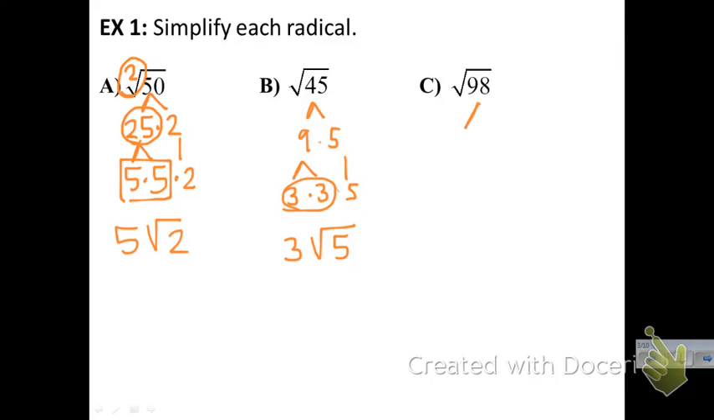Okay, 98. This breaks down to 2 times 49. Now right here you could say, oh, the square root of 49 is 7, and come up with our answer, 7 root 2. Or you could break this down to 7 and 7. And there are 2 7s, so we can bring one out. And that 2 has to stay inside the radical.